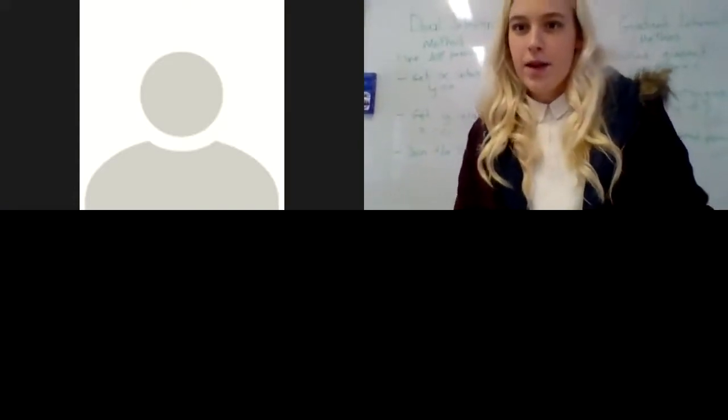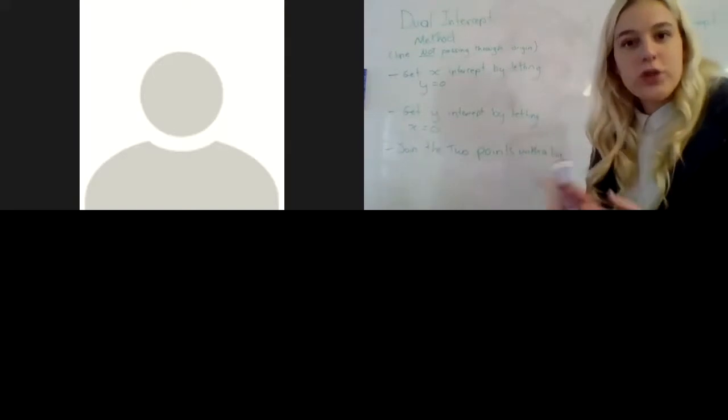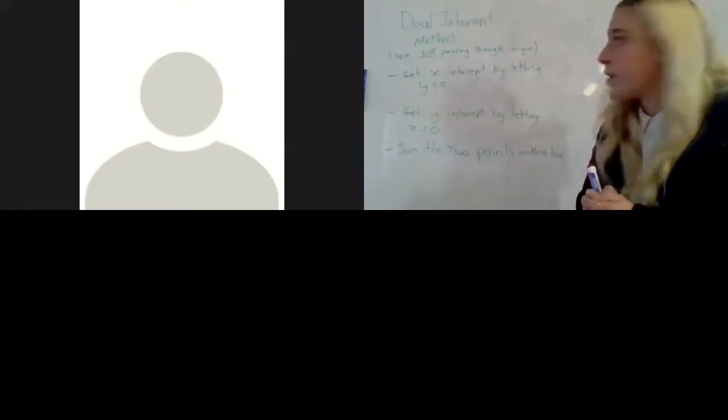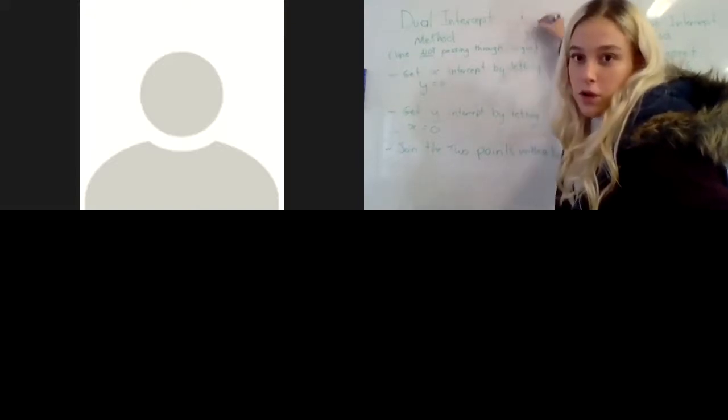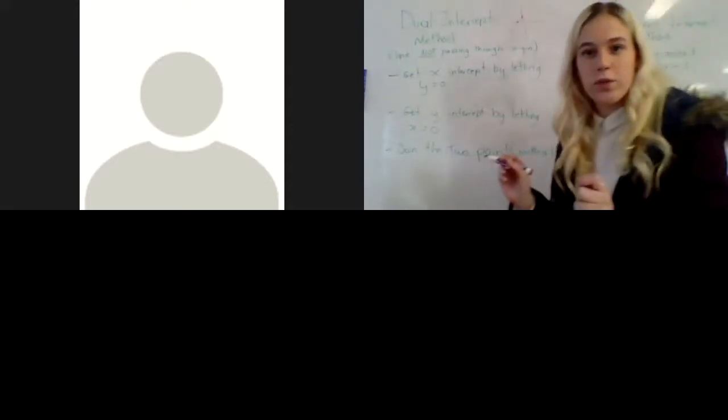Okay, so our first one is our dual intercept method. Okay, so the dual intercept method is when you are given a function and this function is not going to be passing through 0, because when you're working out your dual intercepts, you are working out when your function goes through your y-axis and when your function intercepts your x-axis. So when it goes through those 2 points in your graph.